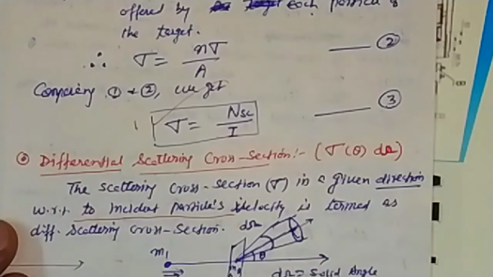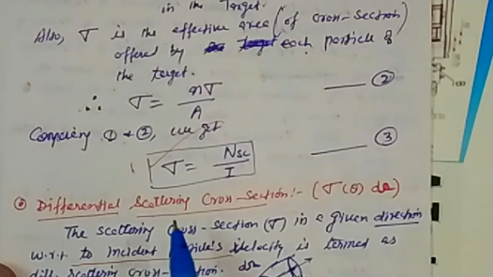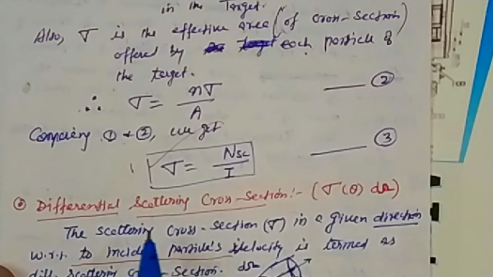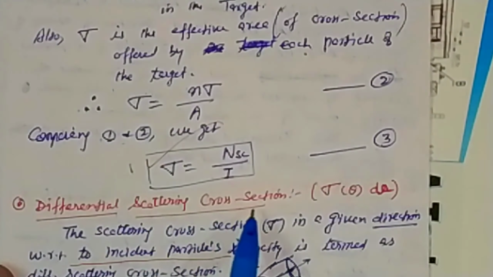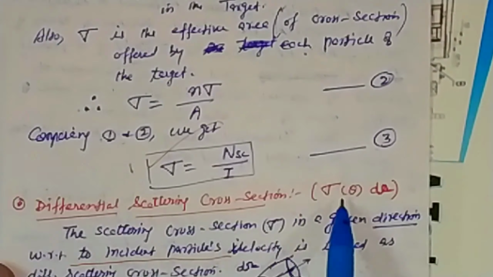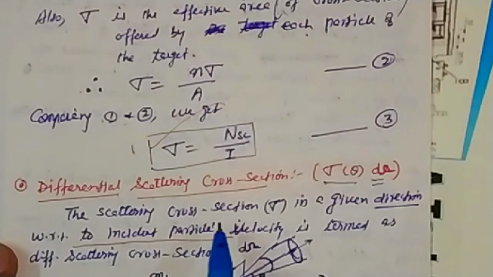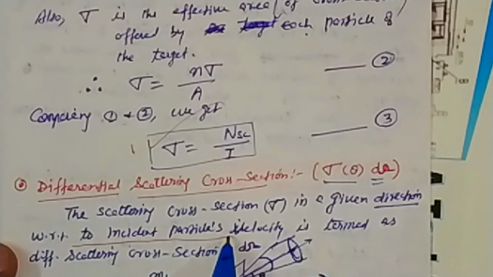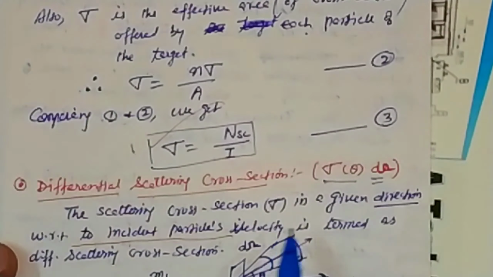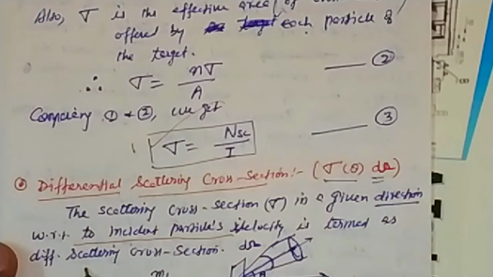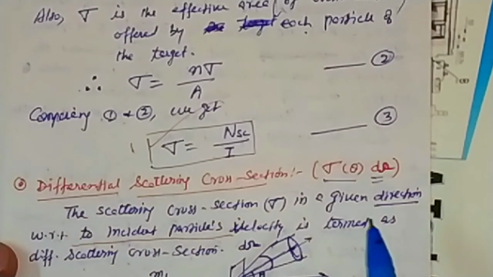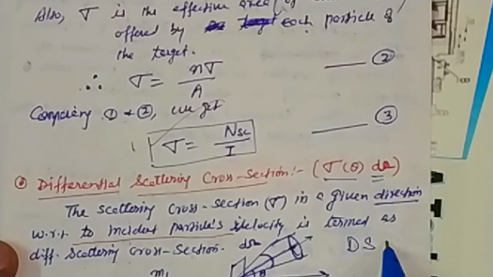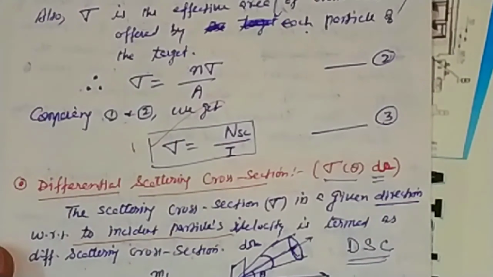The topic of interest in the alpha particle scattering experiment is the differential scattering cross section. The differential scattering cross section is the scattering cross section in a given direction with respect to the incident particle's velocity. A given direction with respect to the incident particle velocity is termed the differential scattering cross section.